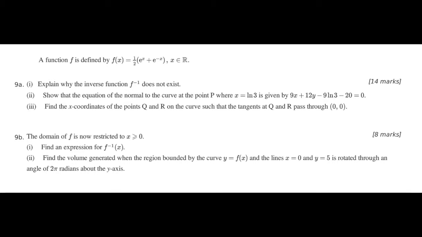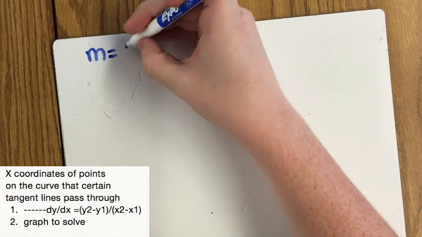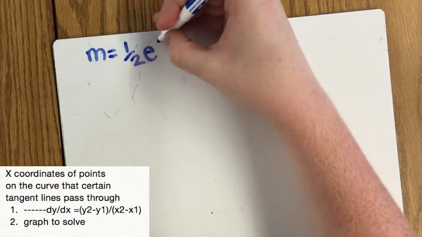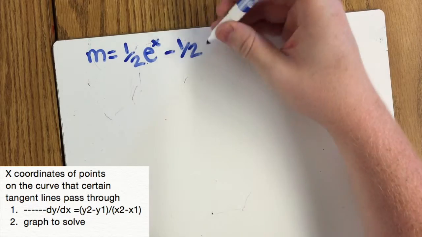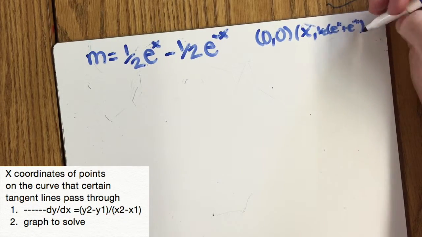The third part of this problem asks us to find the x-coordinates of the points Q and R, which are points on the curve, such that the tangents at Q and R pass through the point 0, 0. In order to do this, we will need to use our slope that we found in part 2, which is 1/2 e to the x minus 1/2 e to the negative x. We are using the points x and then our y value and the point 0, 0.